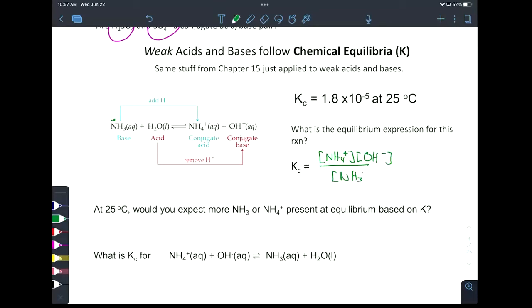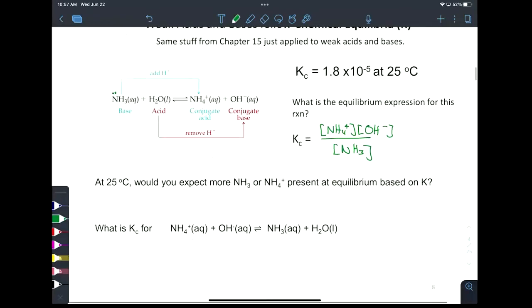NH3. Does water go in it? No. Why does water not go in it? It's a liquid. Very good. Okay, perfect. So this is our Kc reaction. Really, this is a Kb expression where the b subscript just tells you that this reaction is describing NH3 behaving like a base, but it's still made the same way. So I'll just tell you right now that this is a Kb expression.